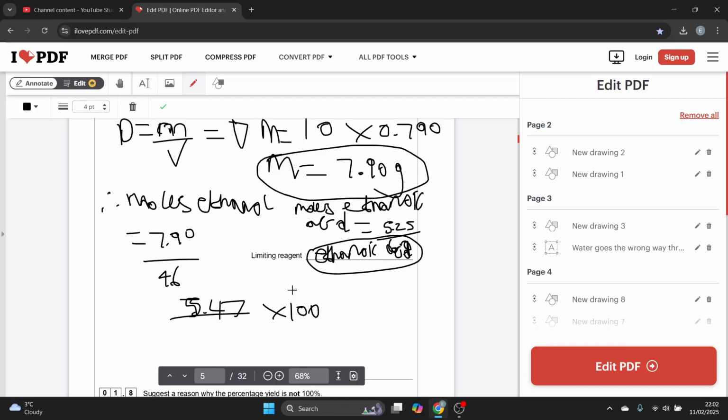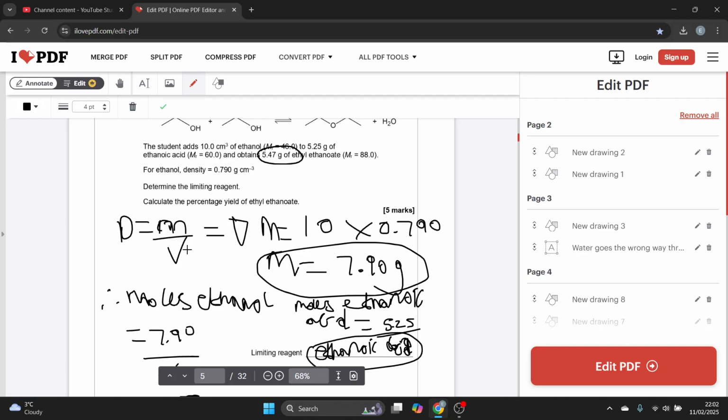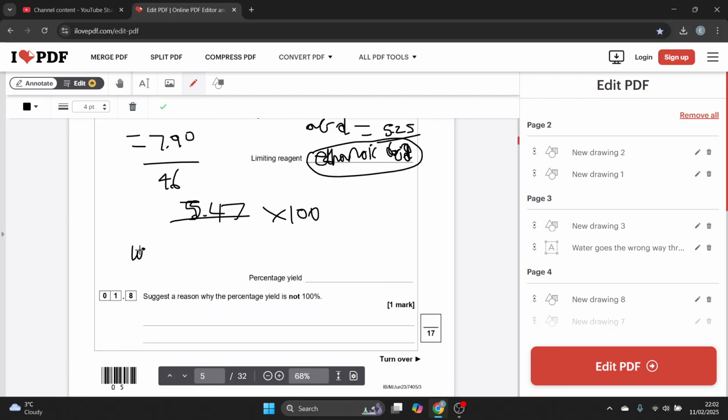And I get... oh no, never mind. We do use the moles of ethyl ethanoate, since that's the limiting reagent. Then it says calculate the percentage yield of ethyl ethanoate. So I use the moles of ethanoic acid. It makes sense. Why else would they find the limiting reagent, then calculate percentage yield?